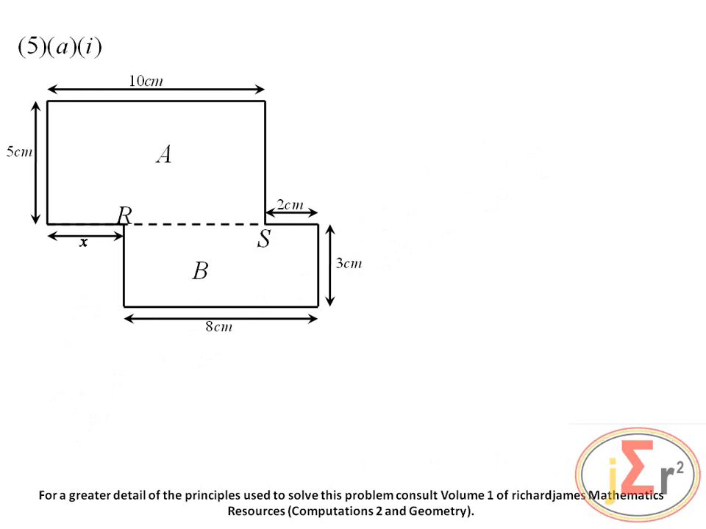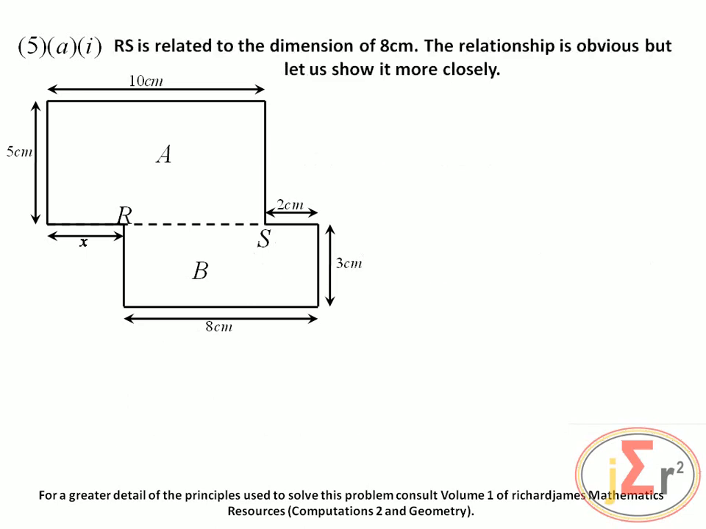The diagram represents the plan of a floor. The broken line RS divides the floor into two rectangles A and B, as we can see. We are going to calculate the length of RS, and we are going to state the value of X. So let's go. RS is related to the dimension of 8 centimeters. The relationship is obvious. Let us show it more closely. So we know that RS is related to the dimension of 8 centimeters. So let us look at that. RS, see what happens? Right.